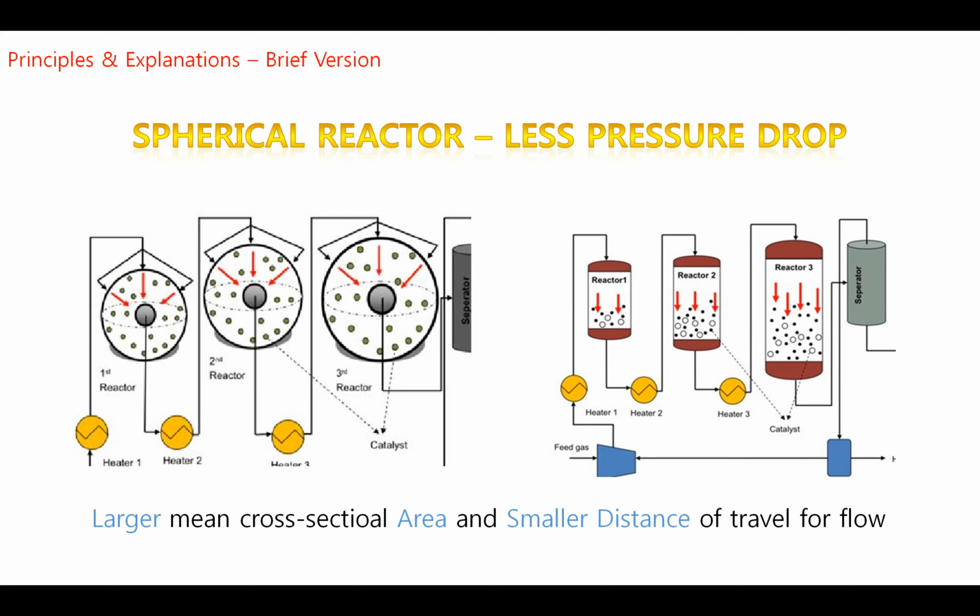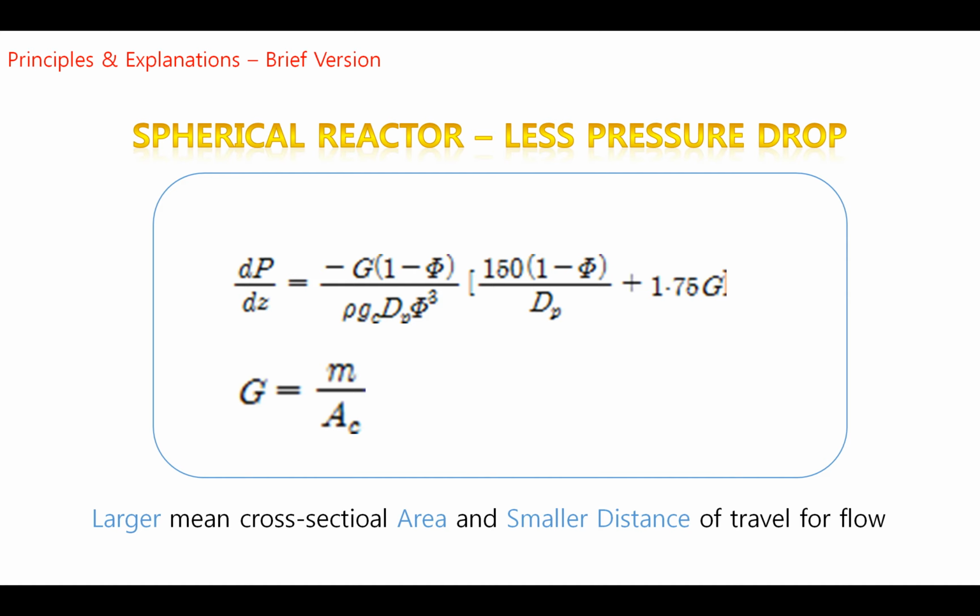Why? To briefly explain, let's take a look at this picture. Here, we can see that spherical reactor can provide much larger mean cross-sectional area and smaller distance of travel for flow compared to traditional PFR or PBR. Also, if we consider this Ergun equation, we can easily notice that pressure drop will be significantly reduced if we decrease G, the superficial mass velocity. Here, as shown in the picture, G is the ratio of mass flow rate over cross-sectional area. So, with larger cross-sectional area, much less pressure drop will occur. It's obvious, right?